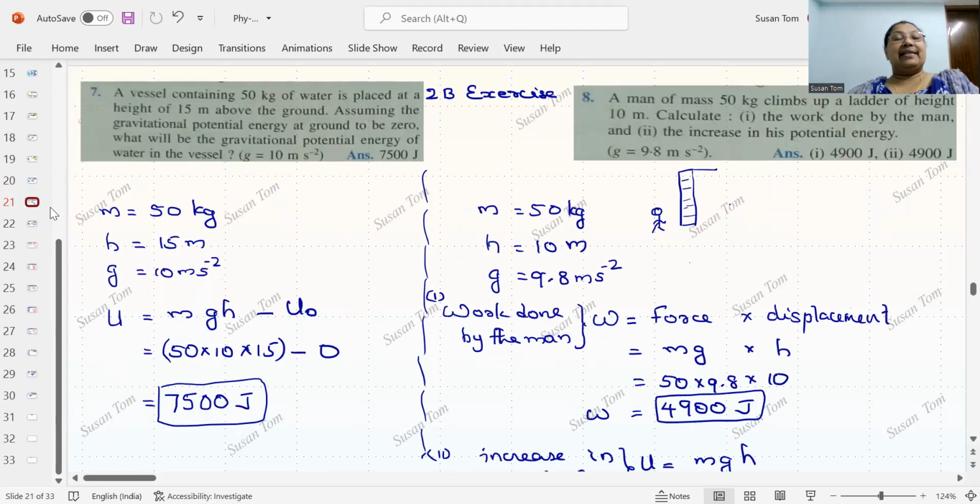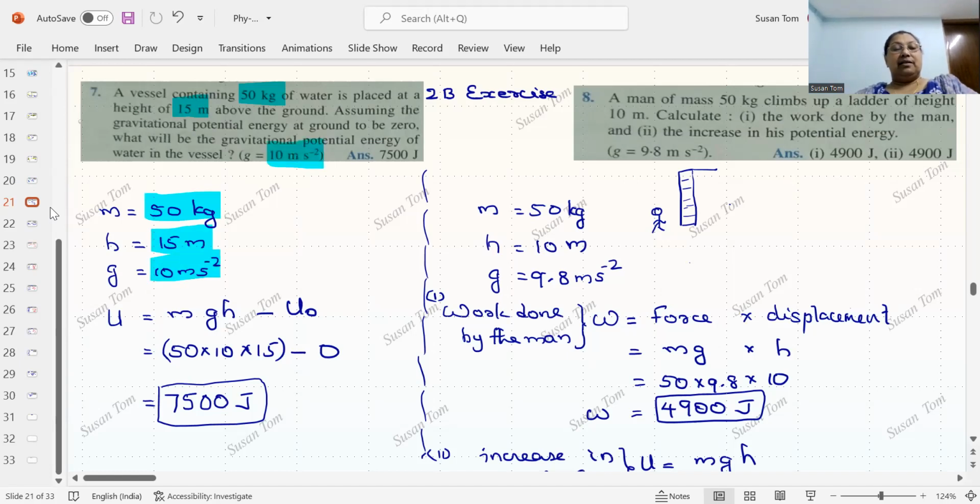Question number 7. A vessel containing 50 kg of water is placed at a height of 15 meters above the ground. Assuming the gravitational potential energy at ground to be 0, what will be the gravitational potential energy of the water in the vessel? Mass, height, and g are given in the question.